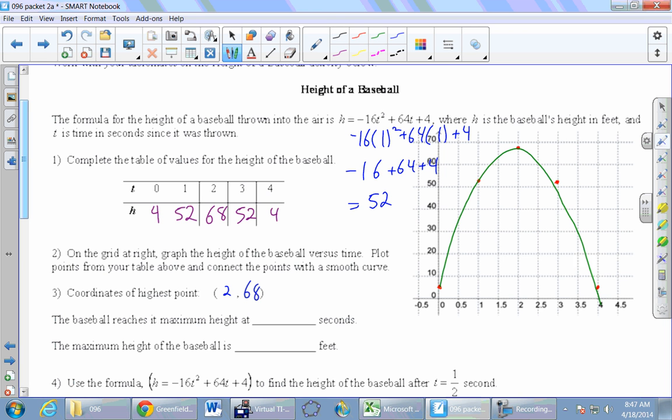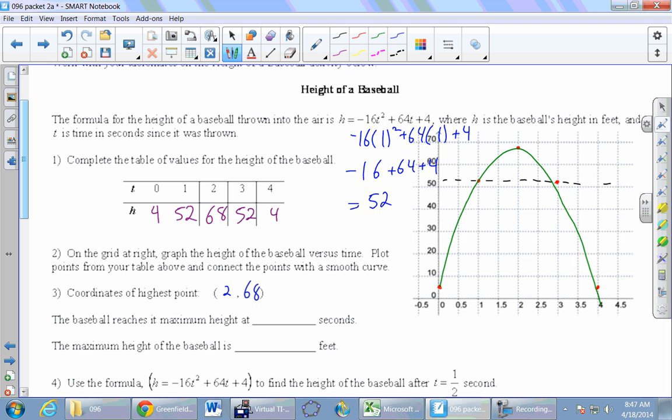Yeah, so Alan's right. I mean, it definitely is the highest point because we've got this kind of symmetry. At 1 and 3, we were at 52. We were at the same height 1 second and 3 seconds in. And anytime you've got 2 points that are at the same height, the top point is definitely halfway in between. So yes, it is definitely the max. But I just wanted to point out that just because it's the biggest number in the table doesn't mean it's the biggest number on the graph.